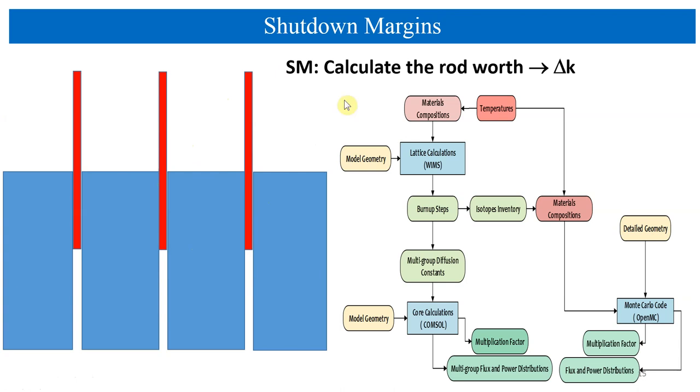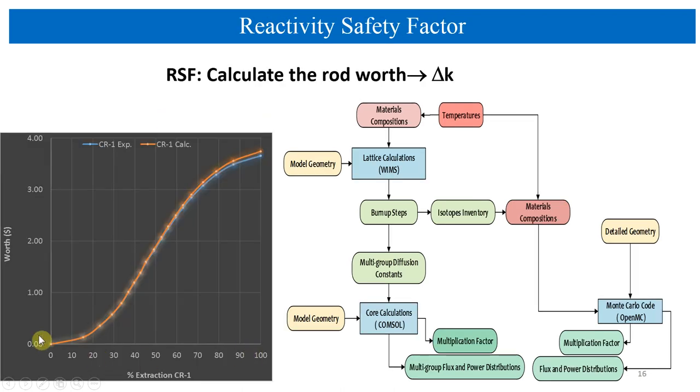In this differential method, I can calculate by making a critical position and extracting this rod especially outside the core, and then starting to insert this rod inside the reactor by a suitable step. At each step I can calculate delta K until the rod reaches the bottom position, and I can draw this curve. We call it the famous S curve for the control rod. These are the intervals, which represent the percentage extraction from the core.